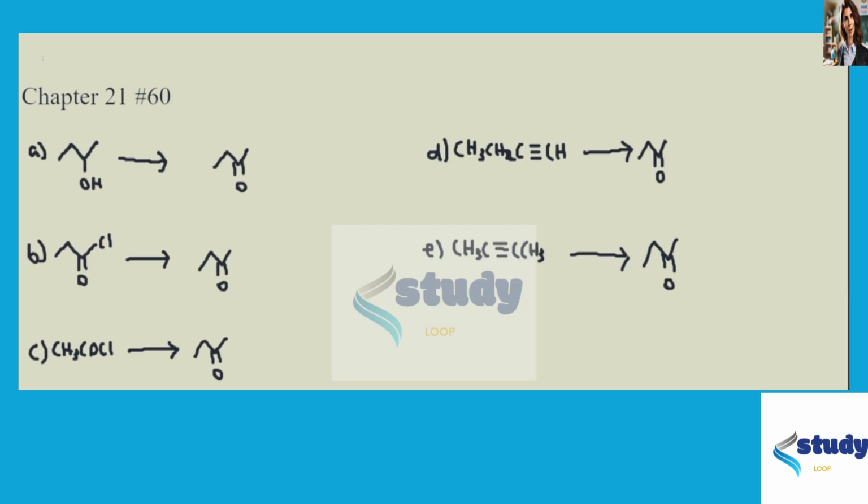So we have 2-butanol, and we need 2-butanone. So we just need to oxidize the alcohol. PCC is a suitable oxidant for that. PCC will oxidize that alcohol up to the ketone. So that's A. Then for B, we have the acid chloride.